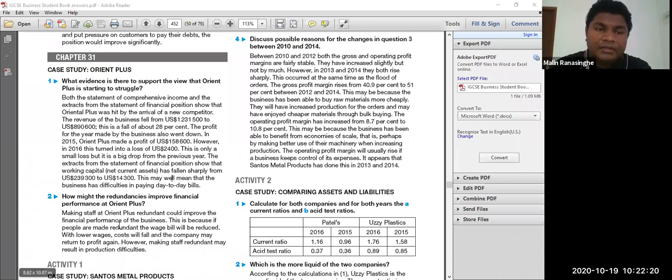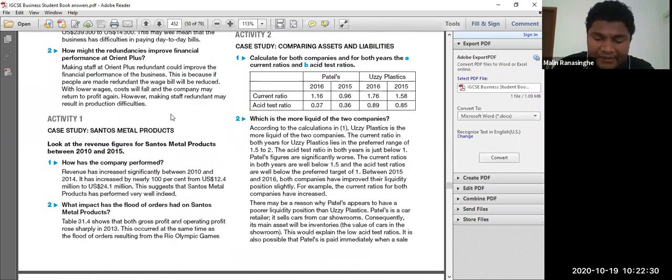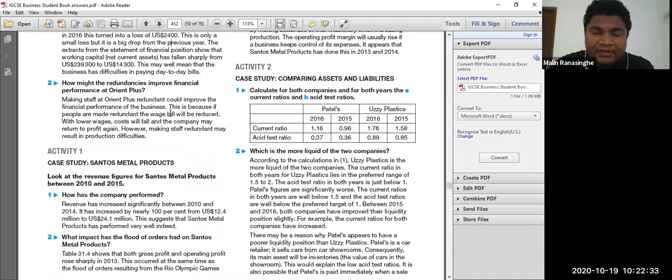Okay, I hope that you took the picture for the first question. And the second question is asking, how might the redundancies improve the financial performance at Orient Plus? There's a staff redundancy. There was a situation arising where they had to tell some employees to go, 12 out of 32. 12 of their staff members they have to reduce. Out of 32, 12 is closer to 50%, right? Another three more, if we added them, is like half of the staff sent home. So then, how might the redundancy improve the financial performance of Orient Plus?